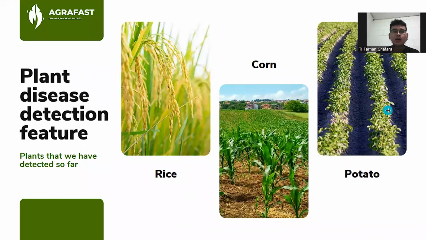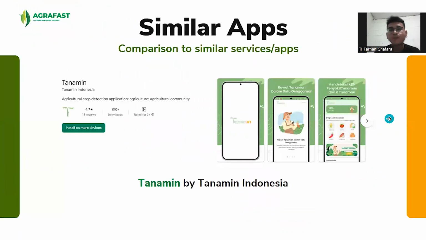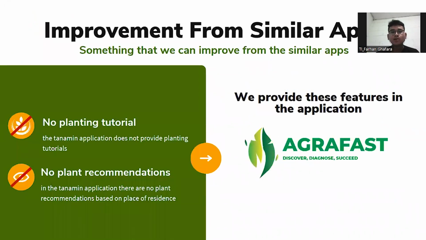For now, Agrafast can only detect rice, corn, and potato because of the limitation of public data. A similar app is Tanamin. You can check it on Google or in the Play Store. The difference is, first, Tanamin doesn't have a planting tutorial. The second is Tanamin doesn't have plant recommendation. In the Tanamin application, there is no plant recommendation based on the place of residence.